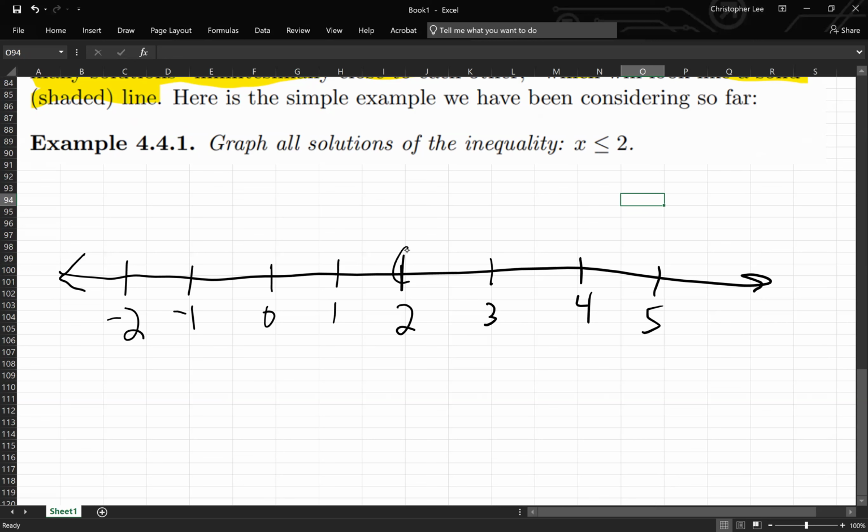You could do a solid circle like this, and then you just shade the numbers that you're considering, right? So x less than or equal to 2, so you're shading all the numbers that are smaller. That's one way to do it. Another way you could do it, I kind of like this way a little bit more. Instead of the shaded circle, maybe you write a bracket, right? To indicate that 2 is part of the solution set. It's all the numbers that are smaller than 2, including 2, right? x is less than or equal to 2.